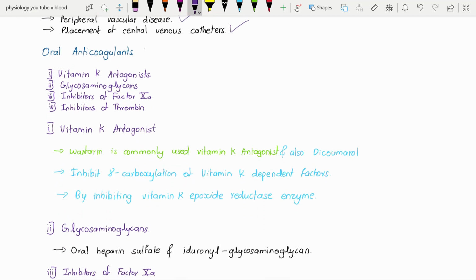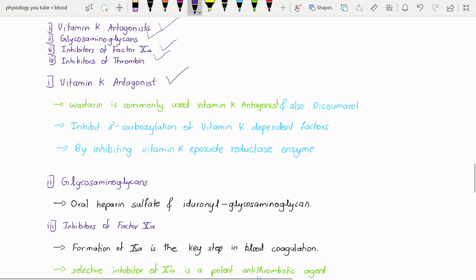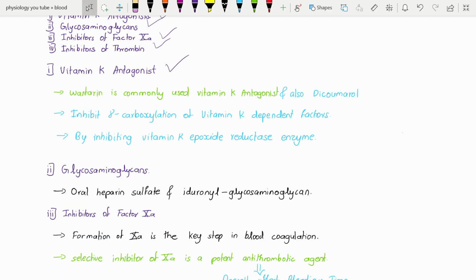Okay, the oral anticoagulants that we use are vitamin K antagonists, glycosaminoglycans, inhibitors of factor 10, and inhibitors of thrombin. Vitamin K antagonists: warfarin and dicumarol are the commonly used vitamin K antagonists.